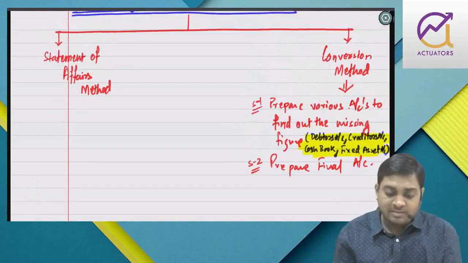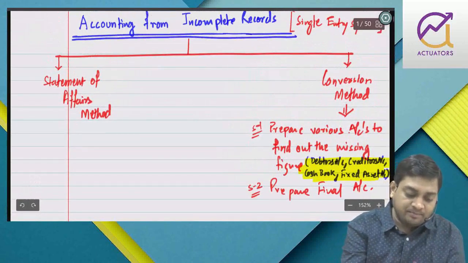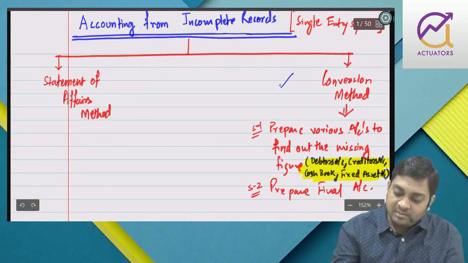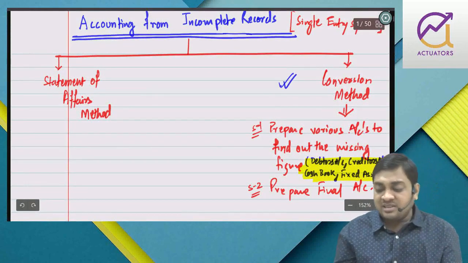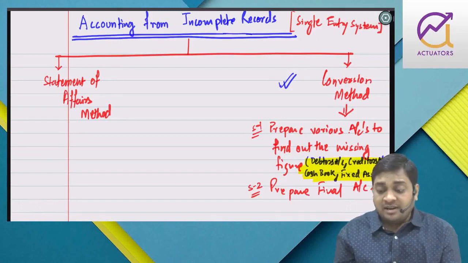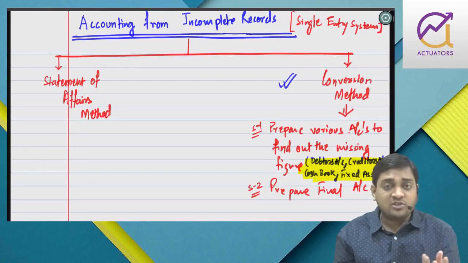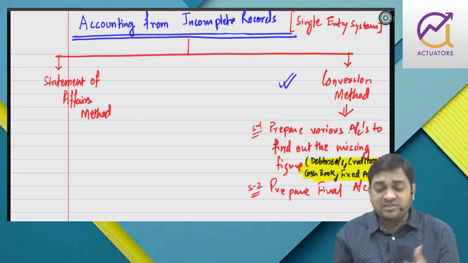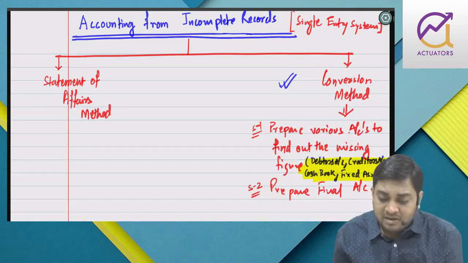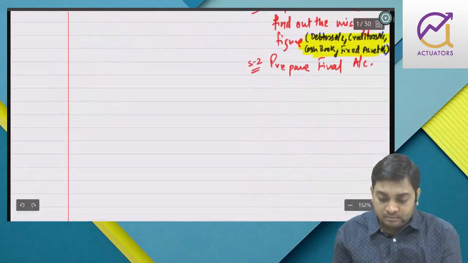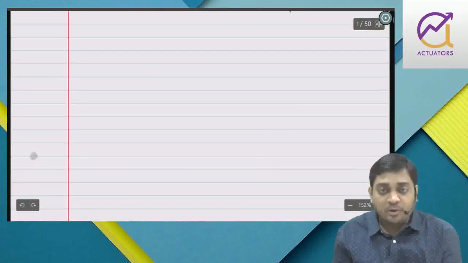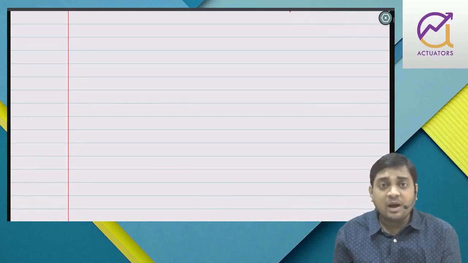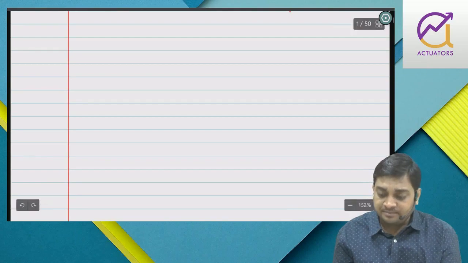So we are doing conversion method. Remember, keep in mind, right now we are doing only conversion method, where we have to prepare various accounts to find out the missing figure. It can be debtors, it can be creditors, it can be cash book, it can be fixed asset, and whatever information is missing we will calculate that. And once we calculate those missing figures, we will straight away prepare trading, P&L and balance sheet, right? So whenever you read this type of problem, whenever you read accounting from incomplete record problem, you will find that the trial balance is not provided, right?